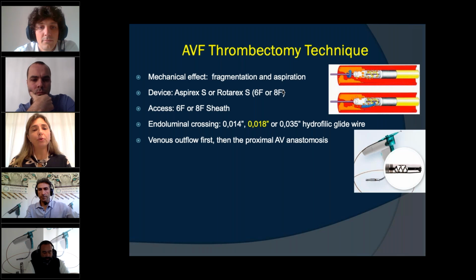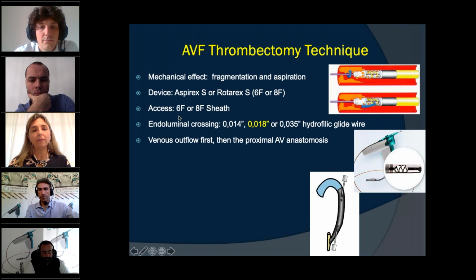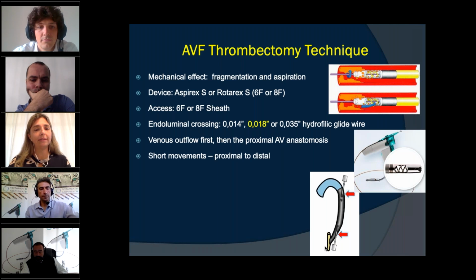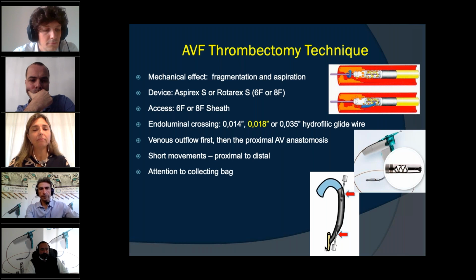And I usually go through the venous outflow first. So I go for a close antegrade venous puncture first, do the outflow declotting, and then I go to a retrograde puncture in the direction of the AV anastomosis. First the antegrade, then the retrograde to treat the arterial anastomosis. Always short movements from proximal to distal.